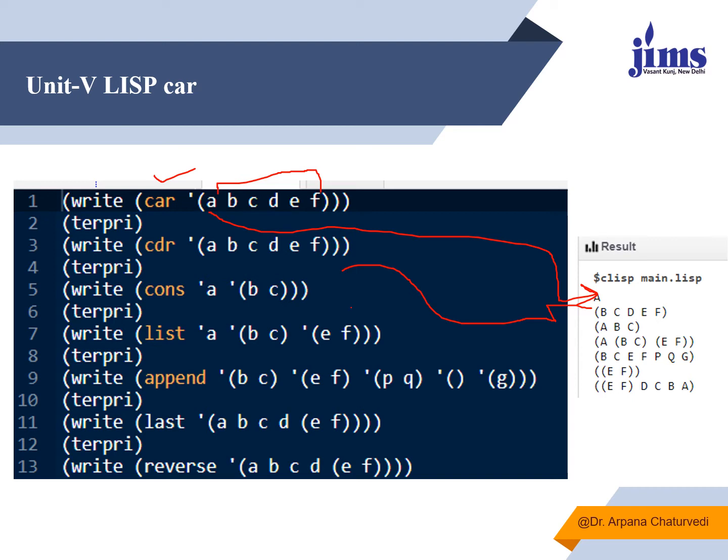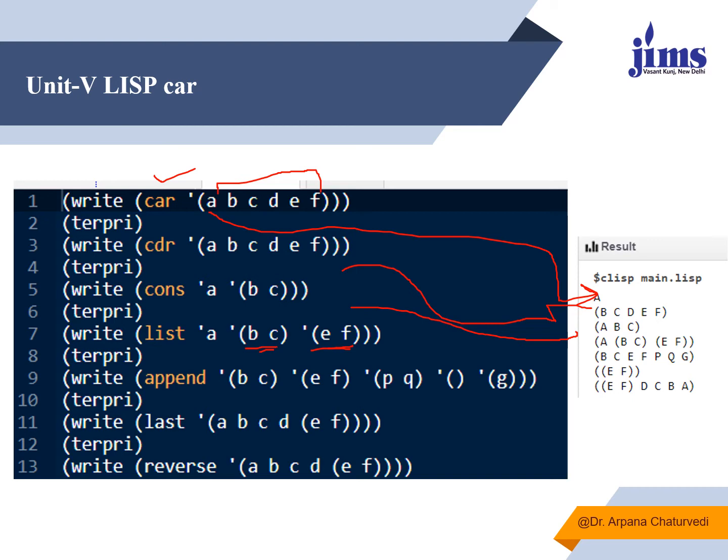Cons will create a list, that is A, B, C. List will also create a list, but BC will be one list, EF will be one list. So there will be three members: one A, then the BC list, then the EF list. Append will append the elements, like append BC, EF, then within that PQ and then G, which is an empty list. So the output will be B, C, E, F, P, Q and G.